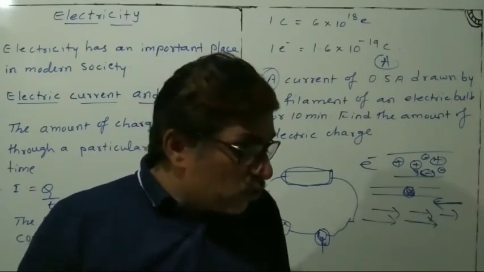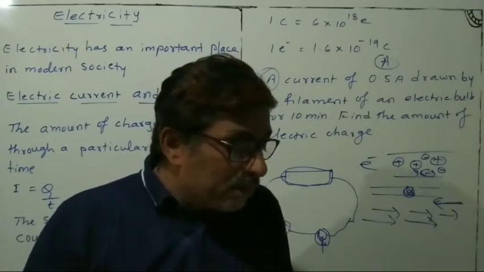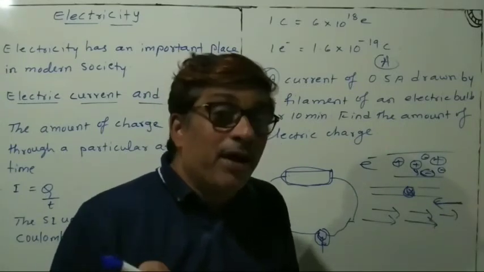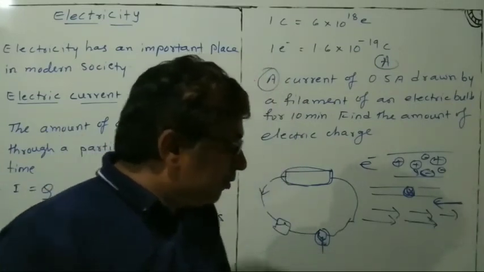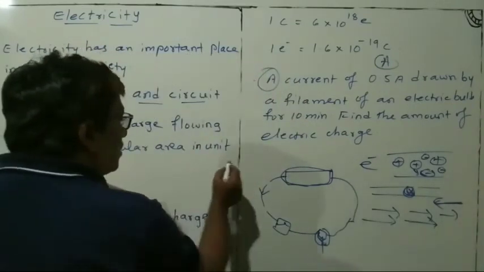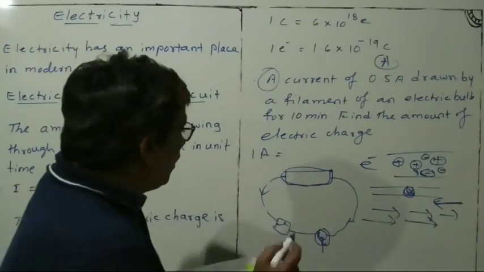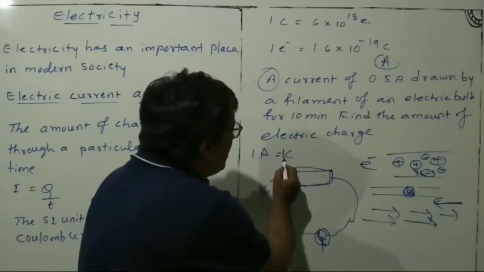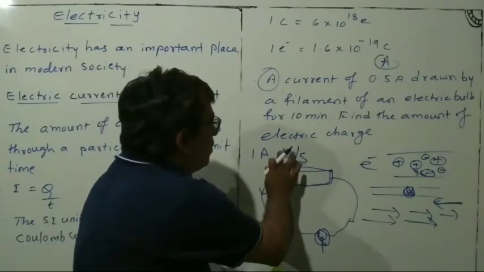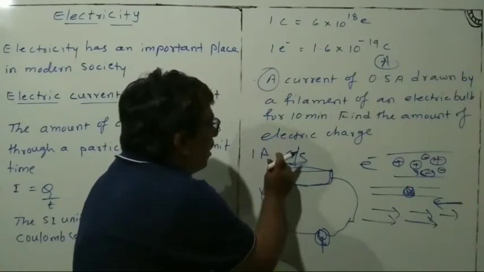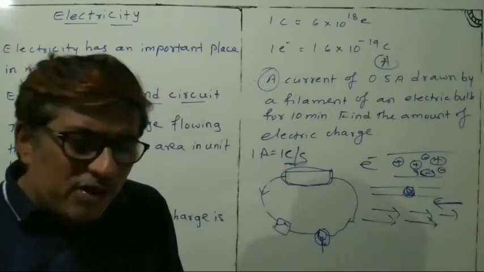1 ampere is constituted by the flow of 1 coulomb of charge per second. So 1 ampere is equal to 1 coulomb upon 1 second, or coulomb per second.